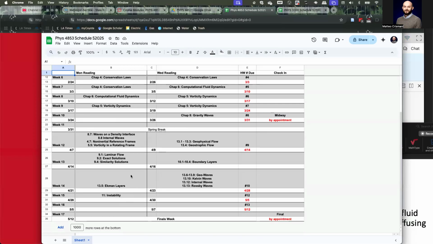Go a little bit farther. Okay. We're going to talk about Ekman layers. These are in the water. They go down into the water. There's a lot of dynamics in the ocean you maybe never thought about. They're cool. We have different types of geologic waves, or not geologic, geophysical waves. These include things like Kelvin waves, internal waves, and Rossby waves. These are planetary scale waves and tides. We'll talk about instability.